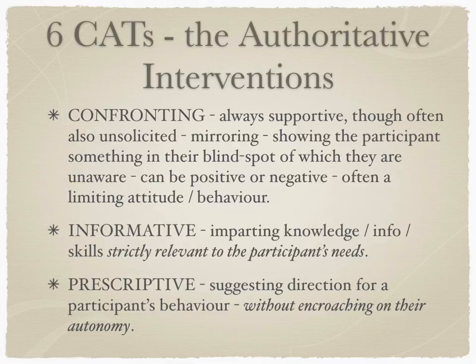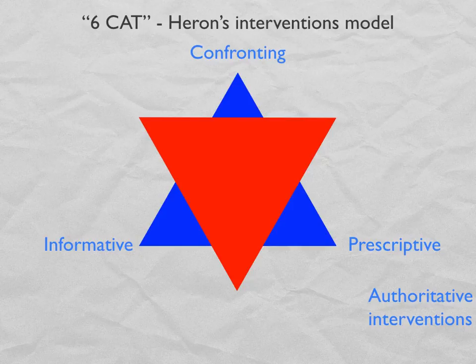You're offering a suggestion that you think would be really helpful, but then they can decide for themselves, first of all, whether they're going to do it at all, and secondly, why they think that might be useful for them. So there's the three authoritative interventions: confronting, informative, and prescriptive.